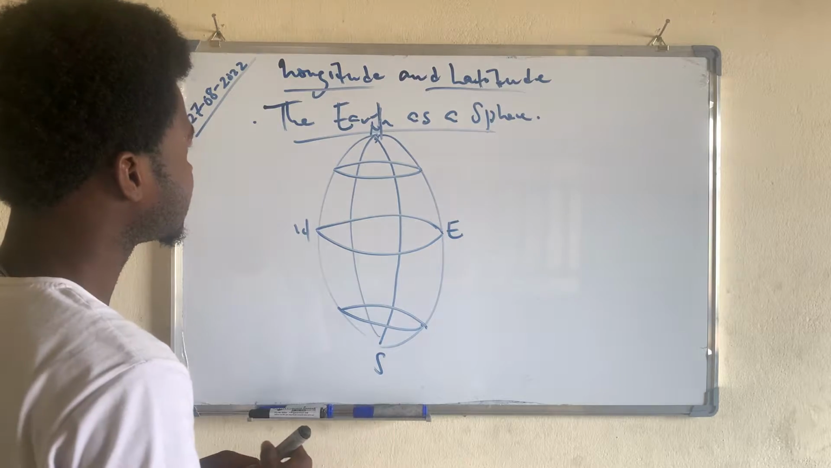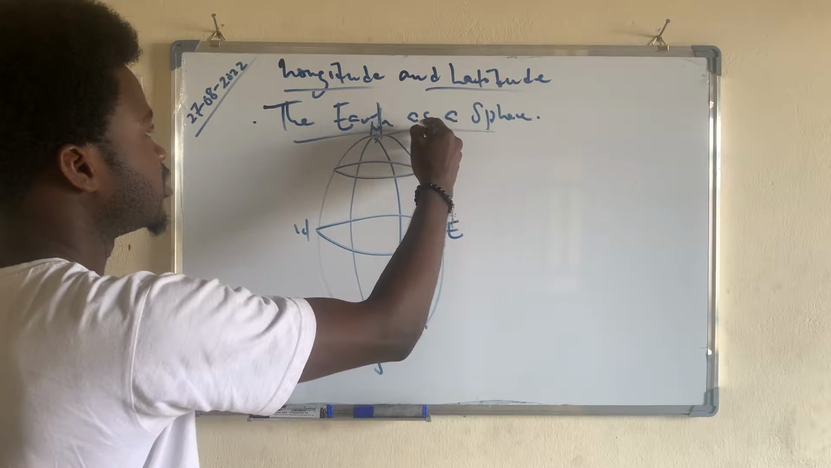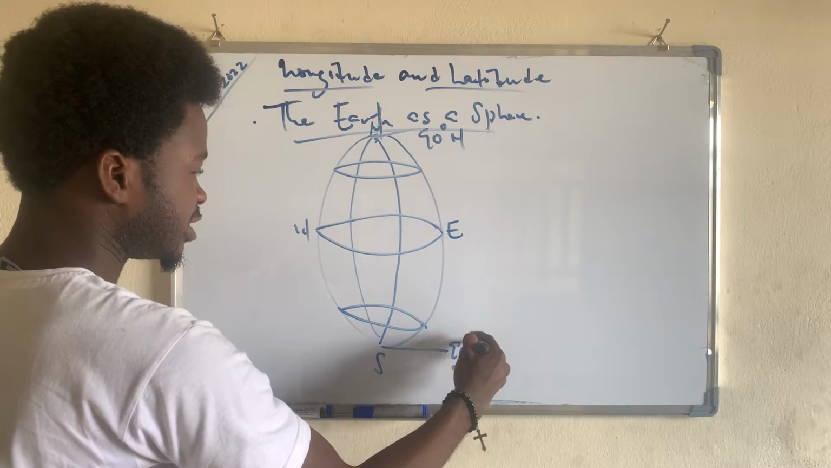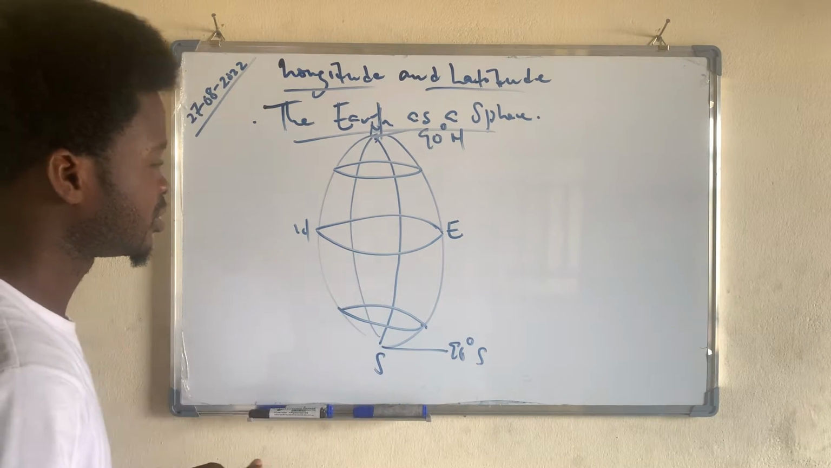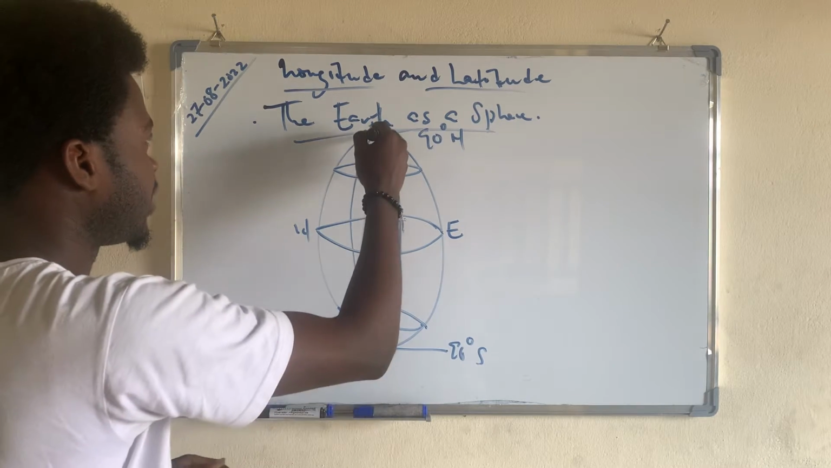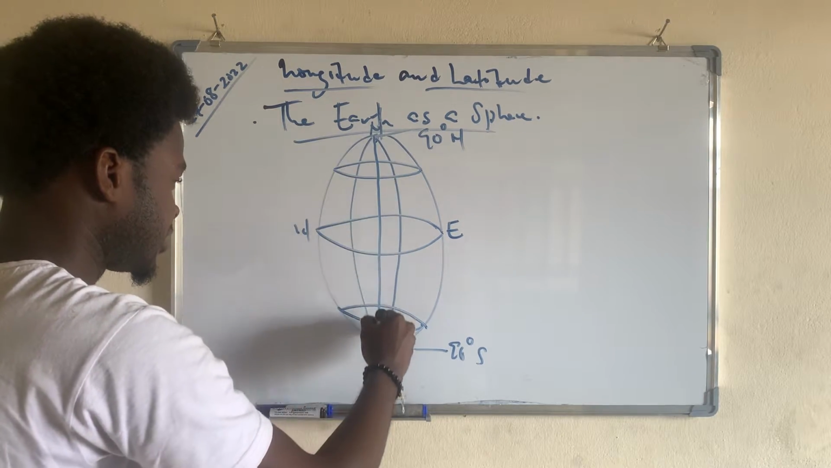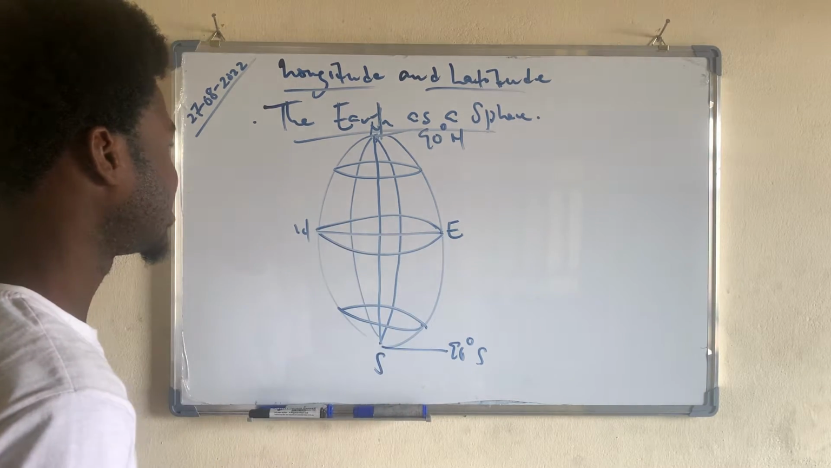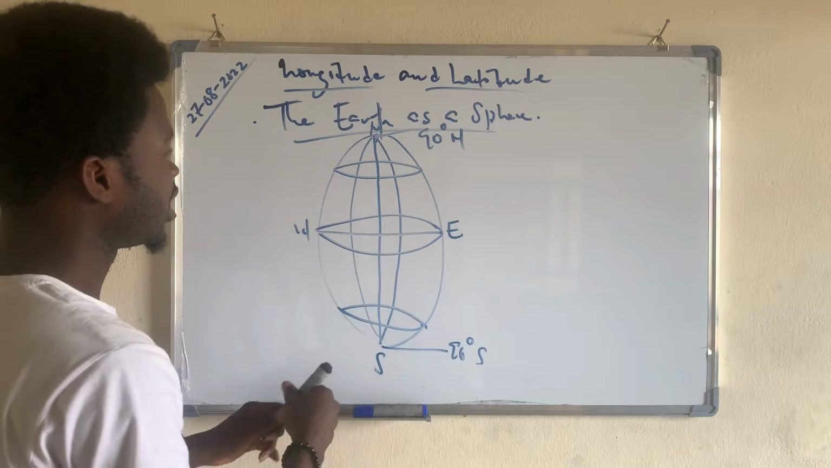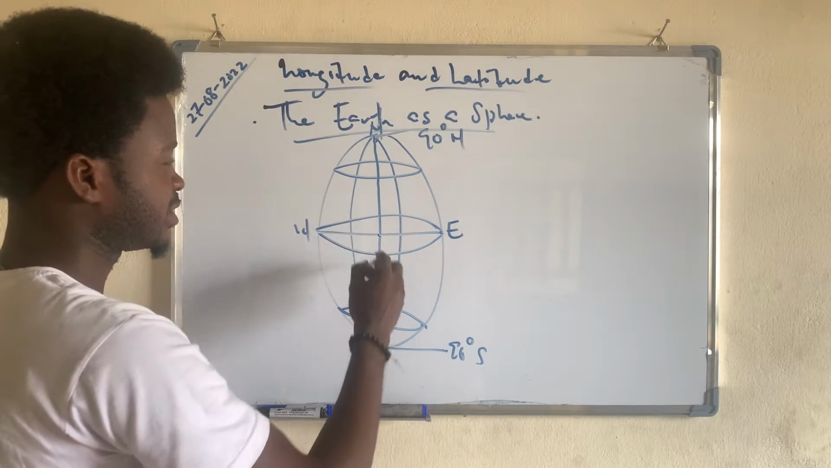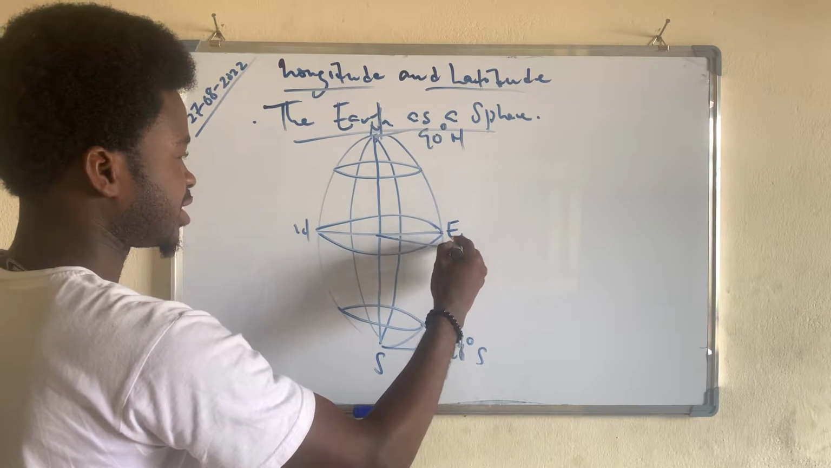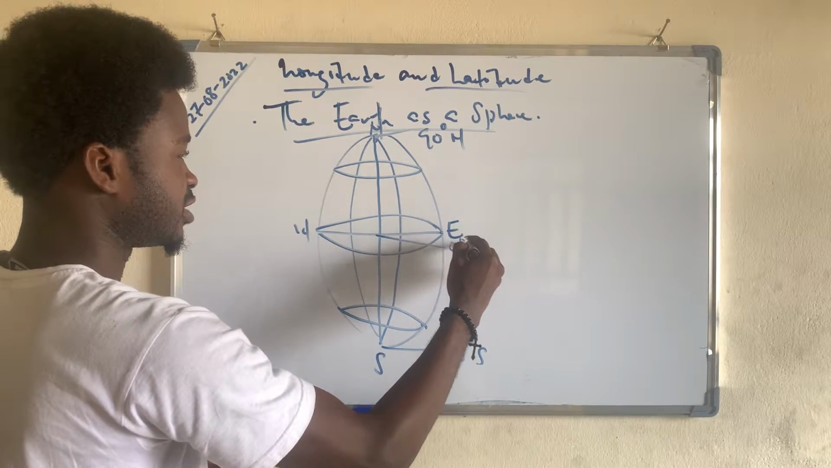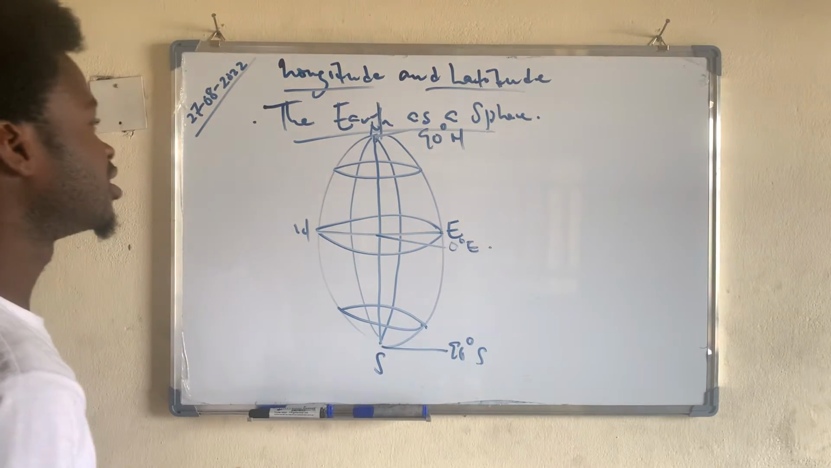So labeling this, I have this as 90° N. At this point I have 90° south. We have the polar axis, this line, this way. We have this as well, that is the west and east axis. This is the center of the Earth. You write this as, at the center of the Earth, we have 0°. You can just write 0° E.